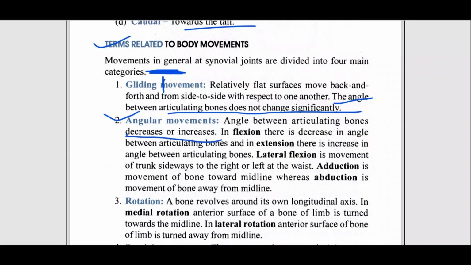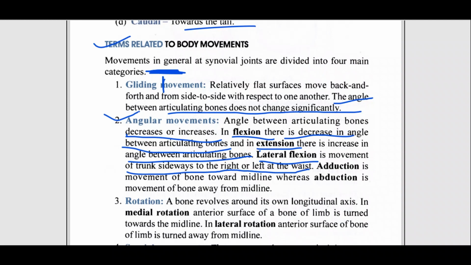It is defined as the angle between articulating bones decreases or increases. It is important one. यहाँ पे flexion. In flexion there is decrease in angle between articulating bones. In flexion, remember flexion means decrease. However, remember in flexion there is always decrease in angle between the articulating bones, however, in extension there is increase. In extension there is increase in angle between the articulating bones. Flexion or extension एक दूसरे के opposite है.